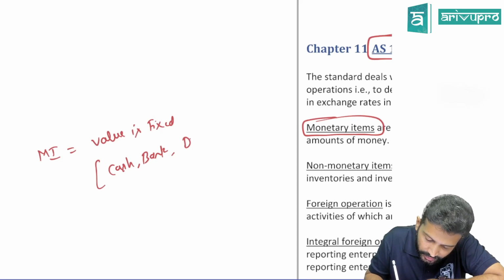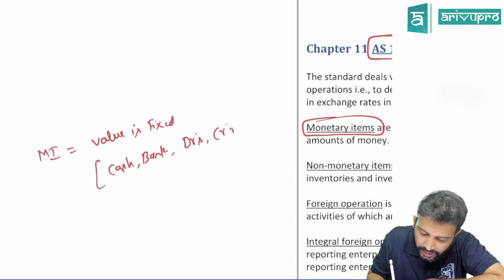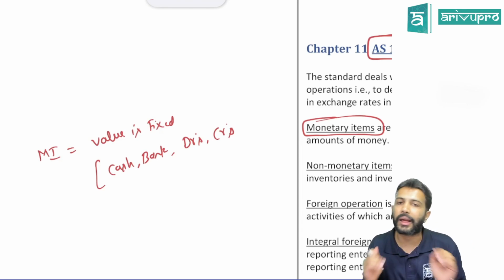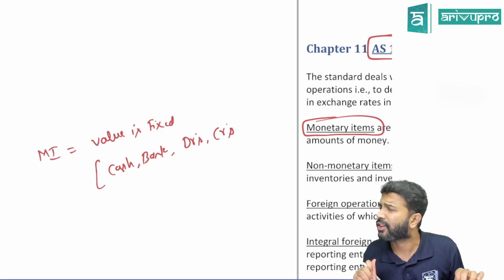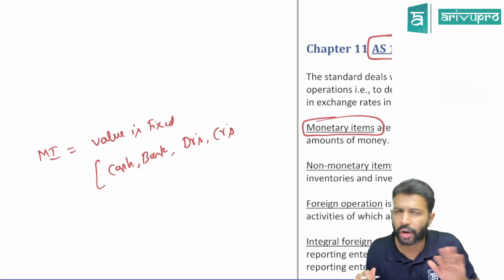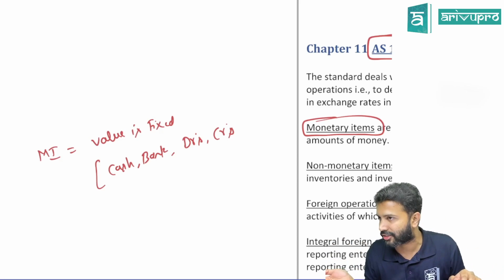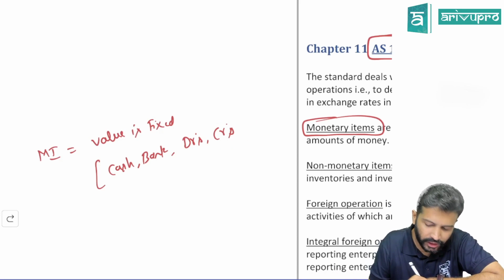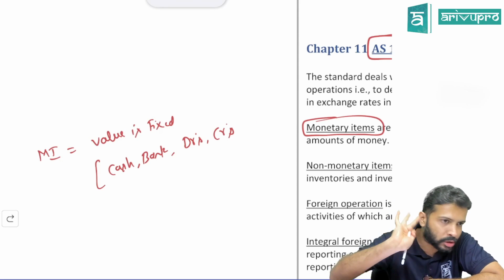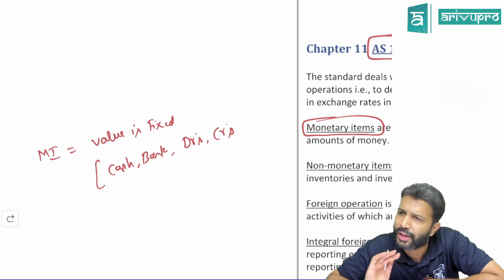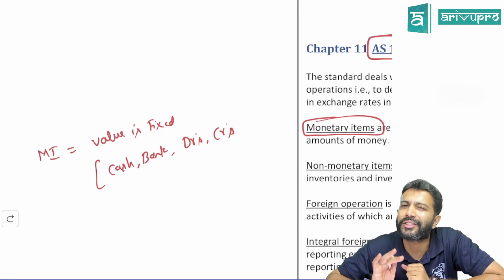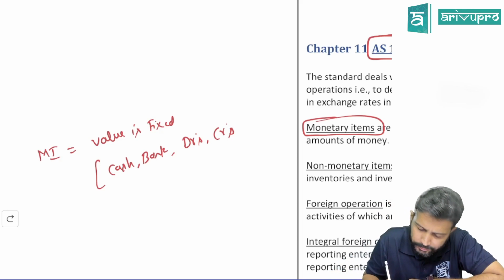And then debtors, creditors is an example of a monetary item, because if you have to receive around 10 lakh rupees from a debtor, your debtor is going to pay you 10 lakh only. Not a pie more, not a pie less. That means the value is fixed. Similarly, however much amount you need to pay a creditor, only that much you will pay. Will you pay extra? No. So creditor's value is also fixed. So that is an example of a monetary item.